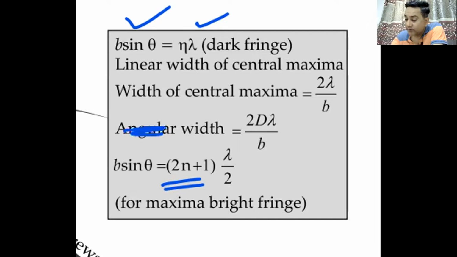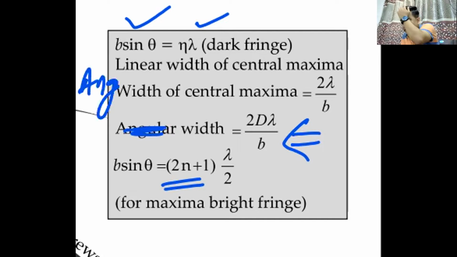So the width of the central bright fringe is 2 times lambda D by d, and the angular width is 2 times lambda by d. Just correct it: the terms have interchanged. Do we understand this? This is all about diffraction given in a single sheet, single page.